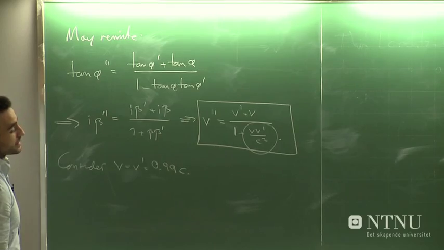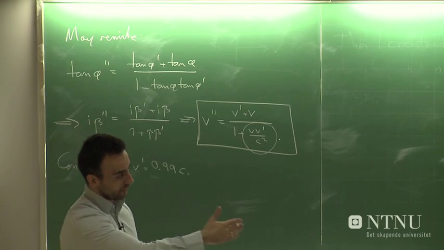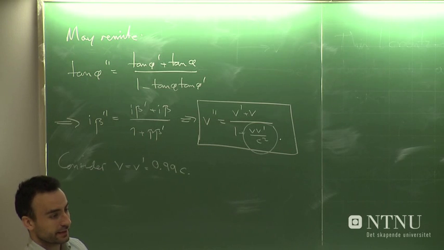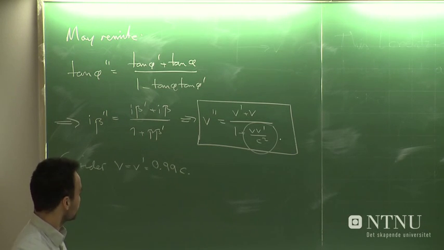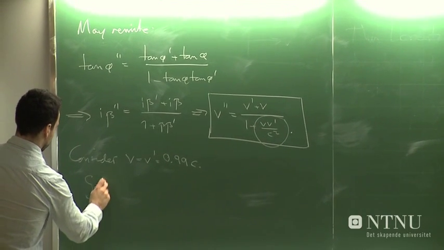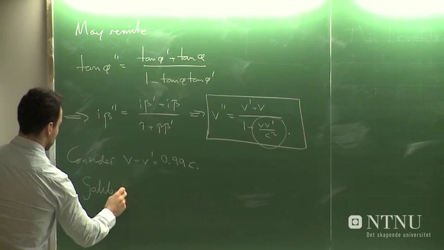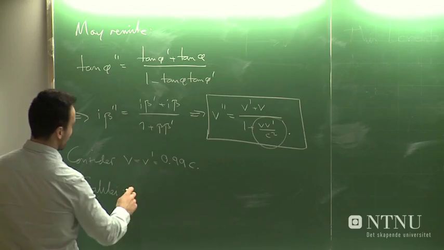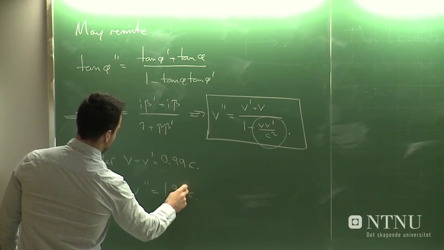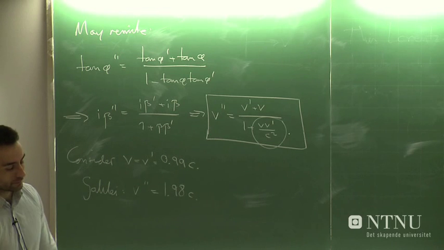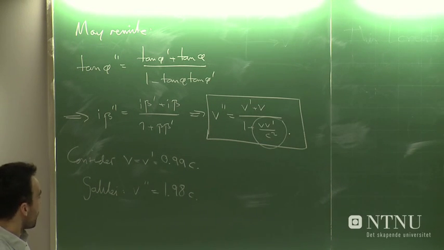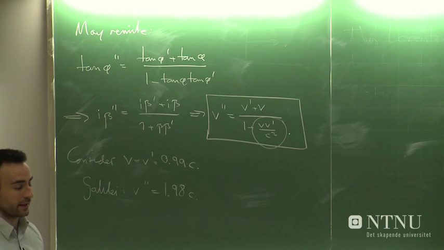So consider the case where both of these prime coordinate systems are moving at a velocity equal to 99% of the speed of light. A Galilean transformation would give us this result for the velocity of the double prime system compared to us: 1.98 times the speed of light.